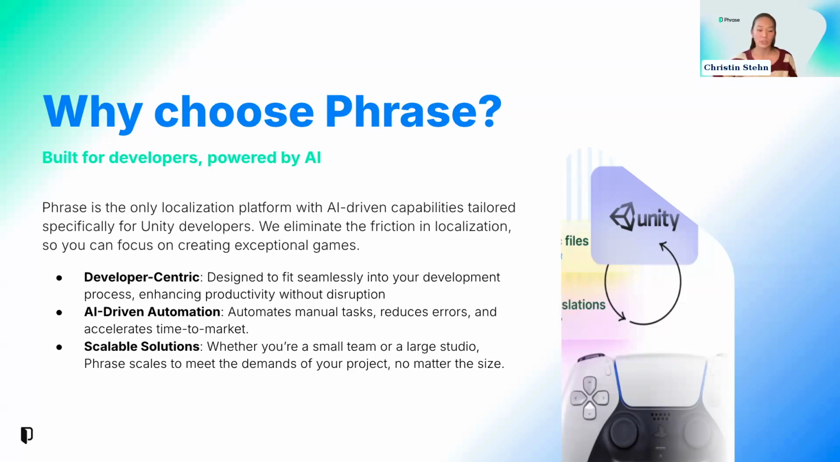Phrase's AI-powered automation handles the heavy lifting, basically, streamlining tasks that would otherwise slow down your team, with fewer errors and faster localization cycles. You can be confident that your game will reach players sooner and also in top quality. And lastly, as your project grows, Phrase scales with you, providing the flexibility to expand your game's reach into new markets. So no matter the size of your team or your project or the complexity of your game, Phrase ensures that you're fully equipped to handle your localization needs at any time.